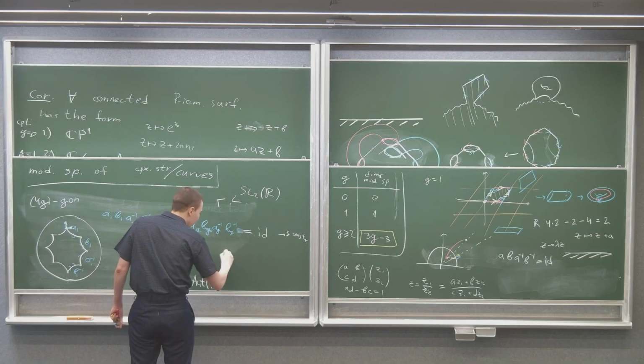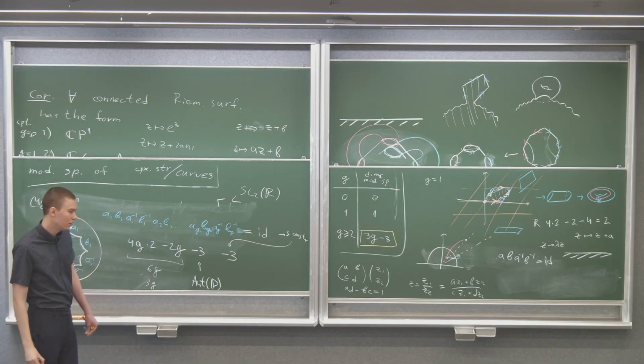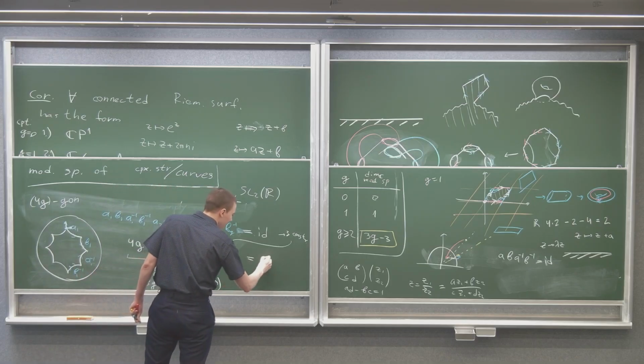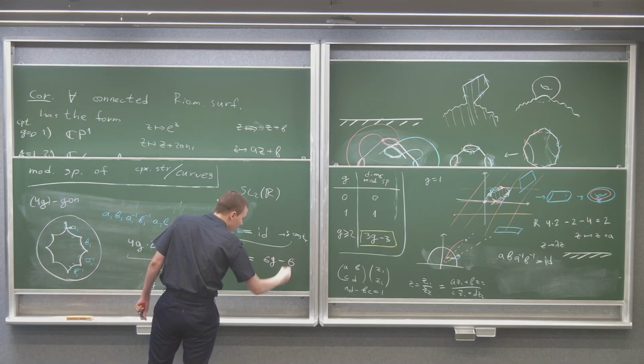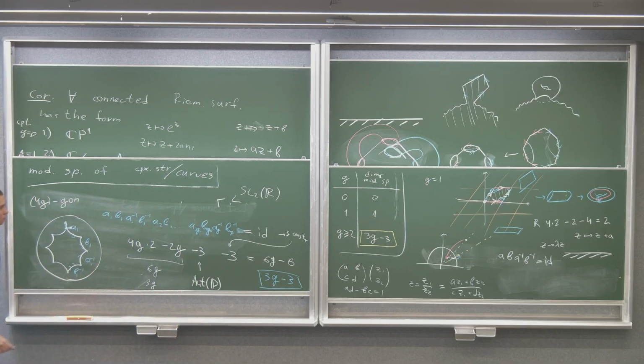And that's why we subtract another 3 here, and finally arrive at the 6g minus 6, or 3g minus 3 in complex terms. And that is the dimension of the moduli space of curves of genus higher than or equal to 2. And sorry if I took longer than expected, but that's what I wanted to tell you today.